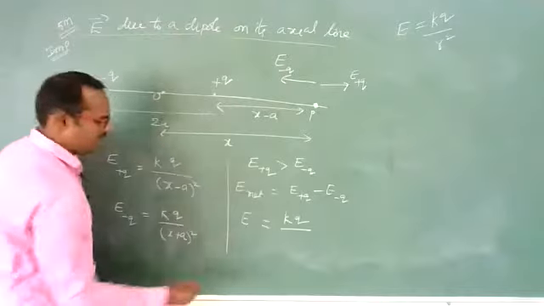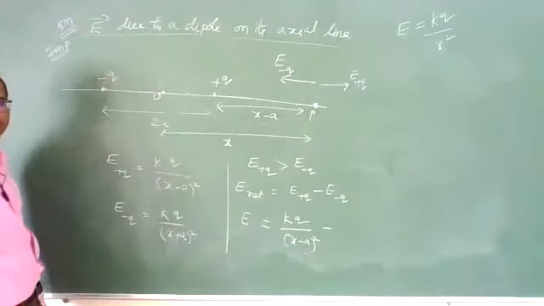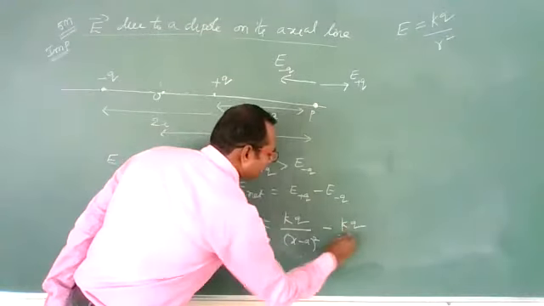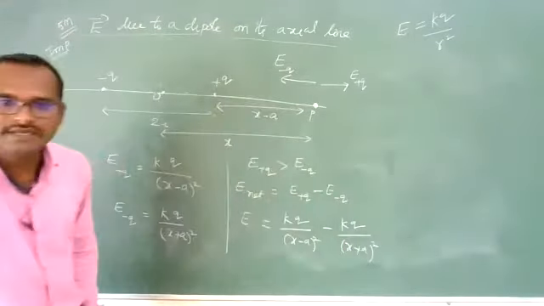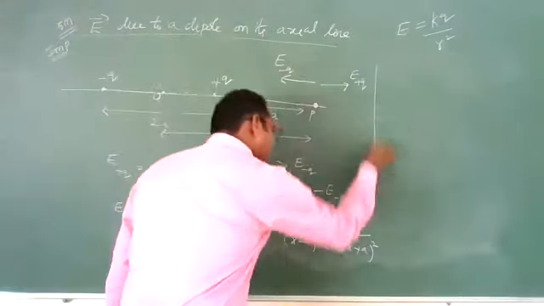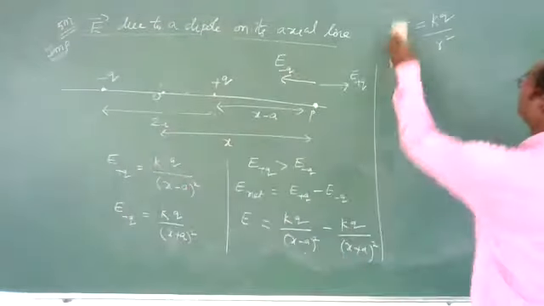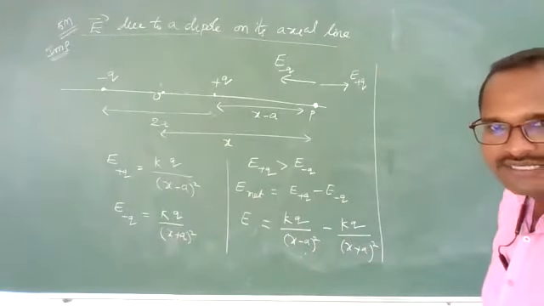KQ by (x minus a) whole square, minus the electric field due to the negative charge, KQ by (x plus a) whole square. Now I want the net electric field, so I am going to find it. From these two, what can we take common? KQ, can we take common?